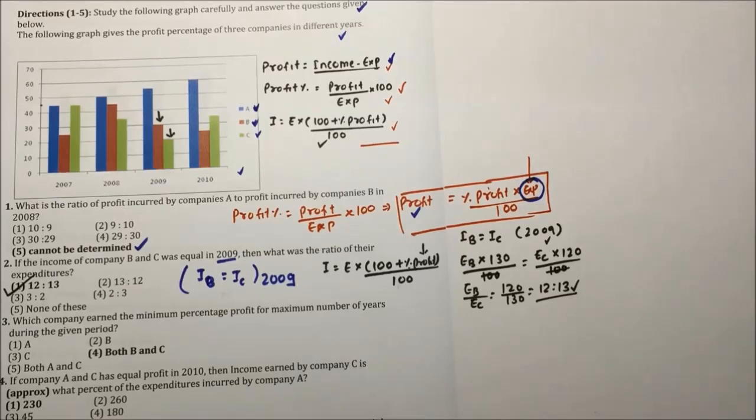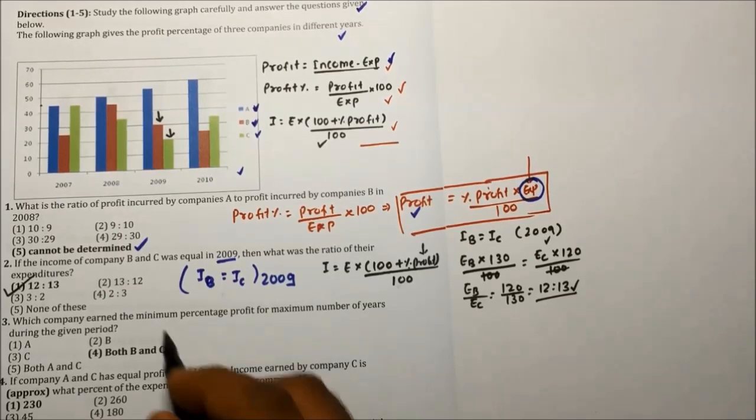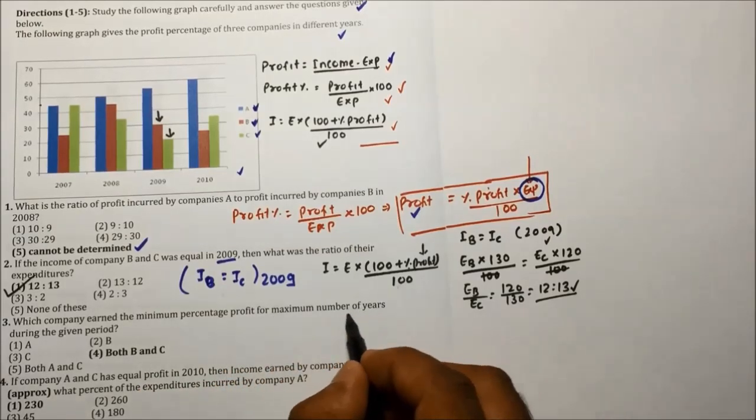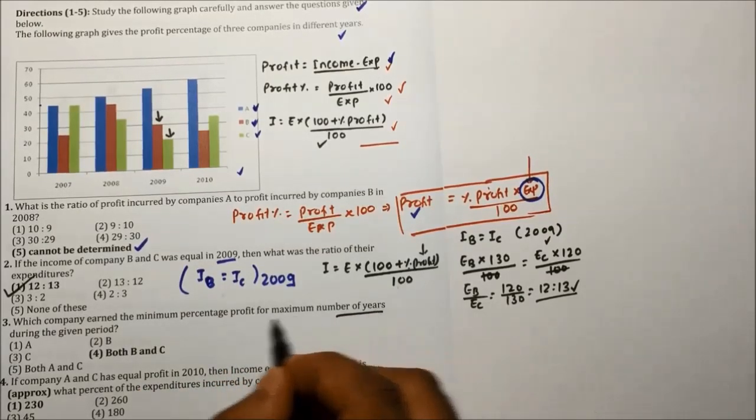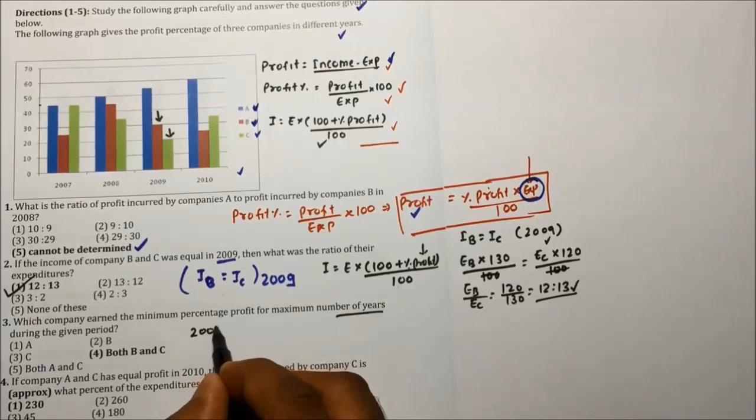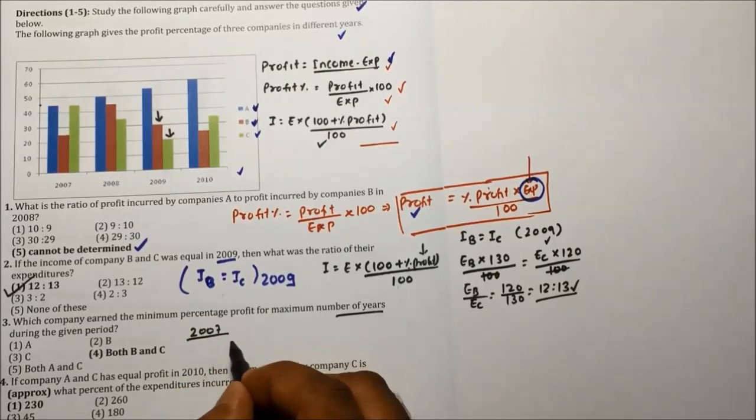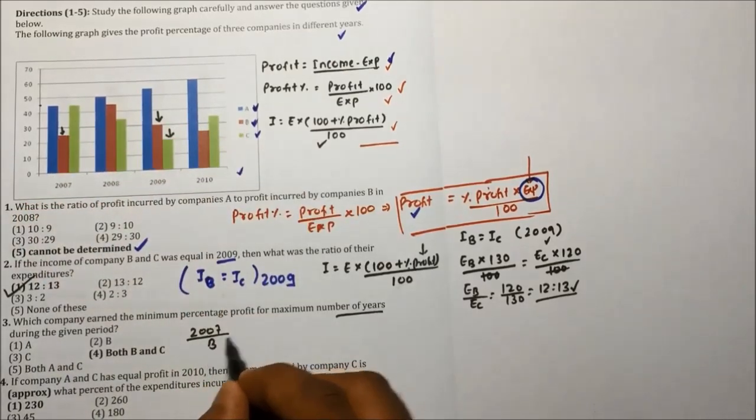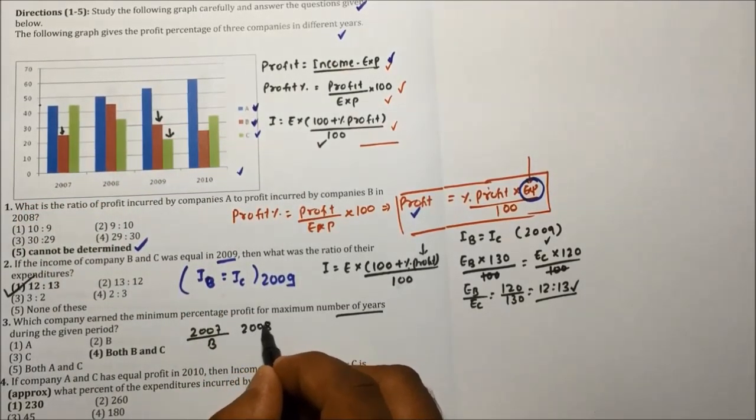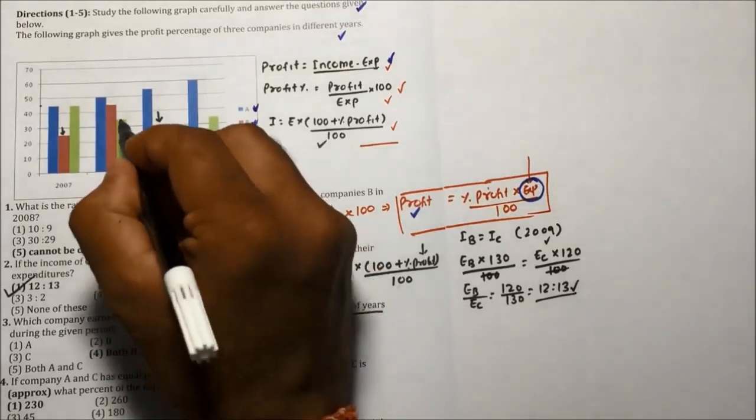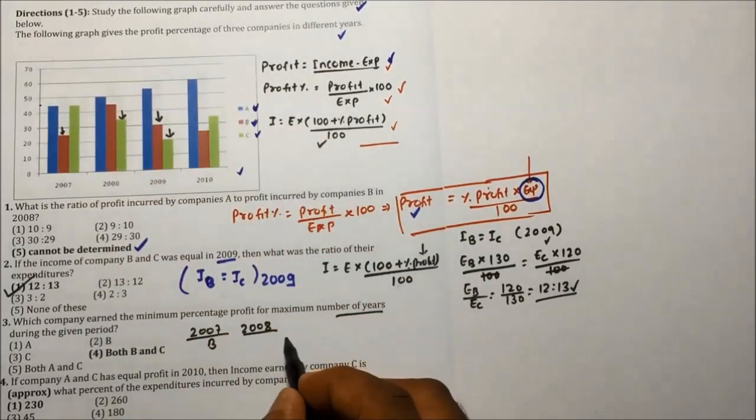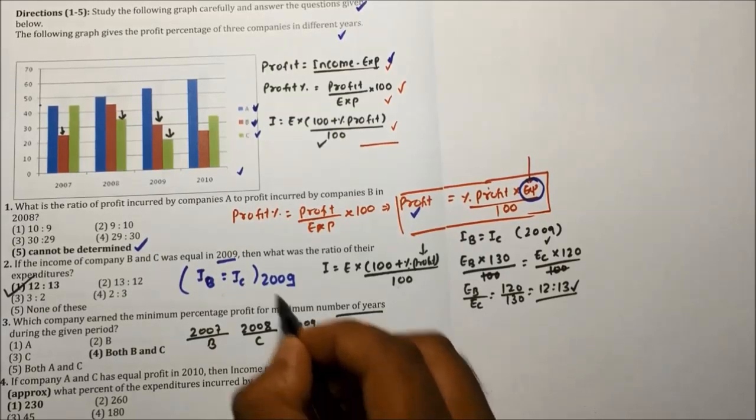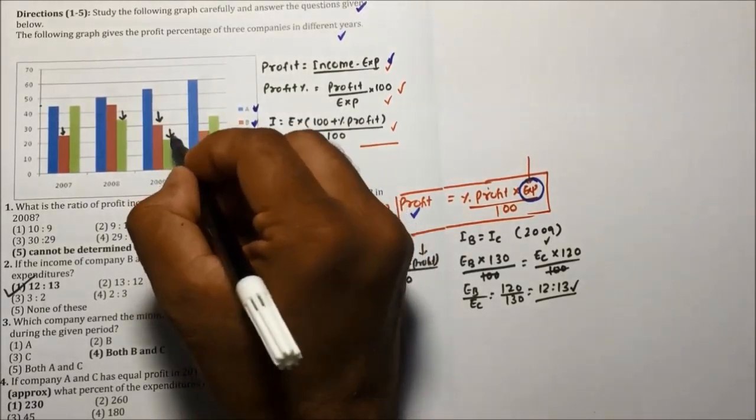Now let's move to question number 3. Which company earned the minimum profit percentage for the maximum number of years, right? If we see 2007, who has earned the minimum profit percentage? B has earned the minimum profit percentage. If we see 2008, who has earned the minimum profit percentage? That is C. If we talk about the year 2009, who has earned the minimum profit percentage?